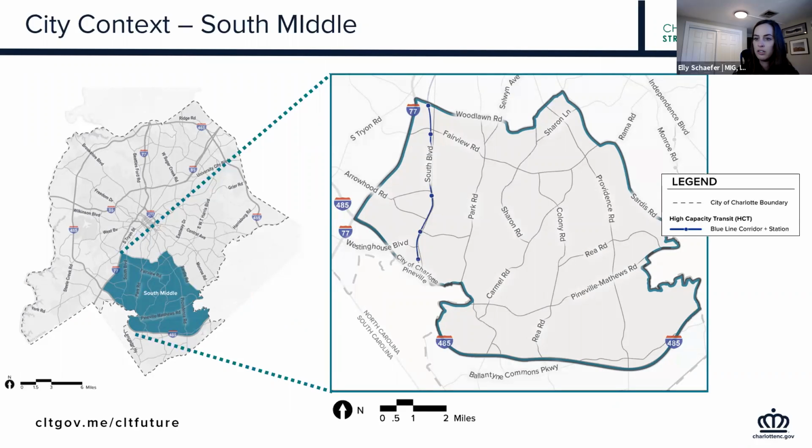Okay. So the phase 2 community conversations that we're hosting now are organized around 15 community planning areas across the city. Today's meeting is intended to walk through how the process played out in the South Middle community planning area. The area we're looking at today, as you can see on the zoom in map, is generally bounded by East Woodlawn Road, Sardis Road, I-45, and I-77. Then there's the blue line, which runs parallel to South Boulevard, and there's the South Park Mall in this area as well for some landmarks.